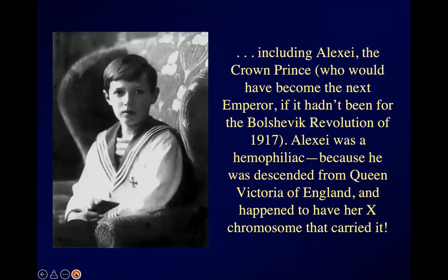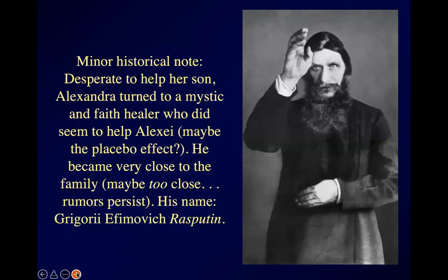And there's Alexei. He's the guy who would have become the next emperor, the next Tsar, if it hadn't been for the revolution of 1917. And he was hemophiliac because, just by stupid chance, he'd happened to inherit the X chromosome of Queen Victoria that happened to be carrying the hemophilia allele. And incidentally, Alexei survived, but every time he got a little cut, it was a major health crisis.